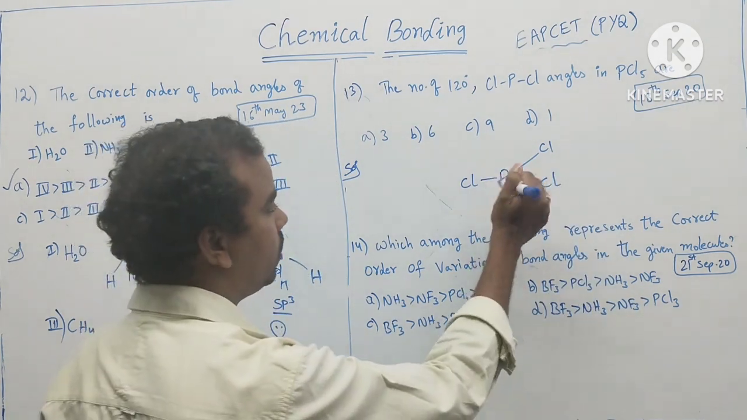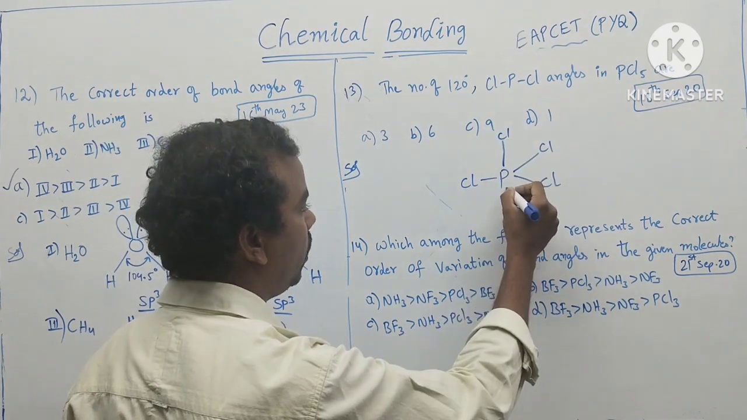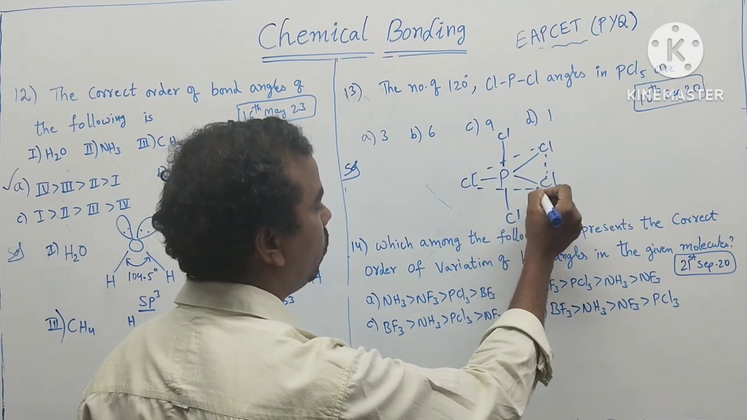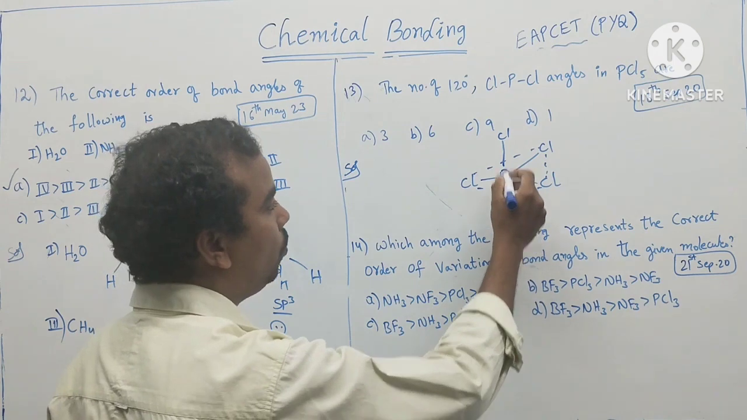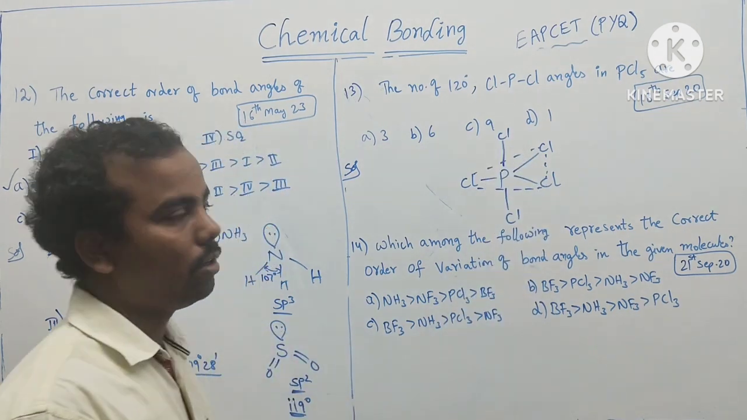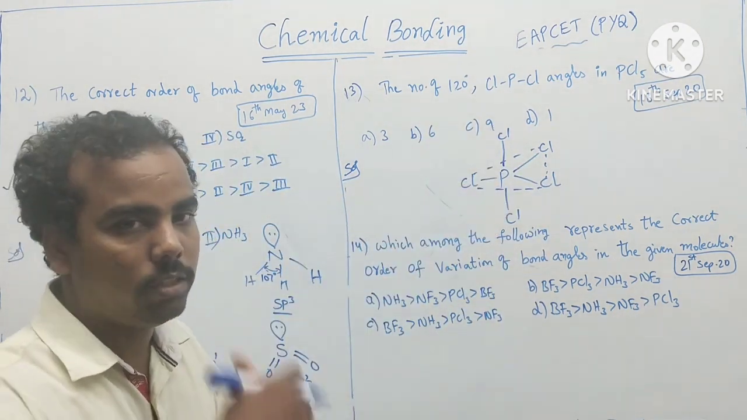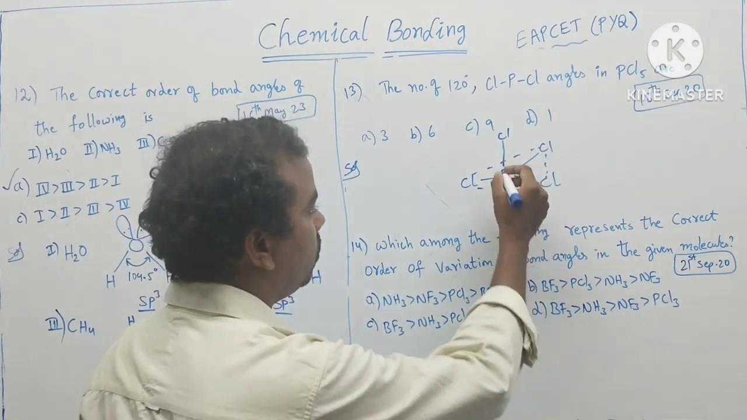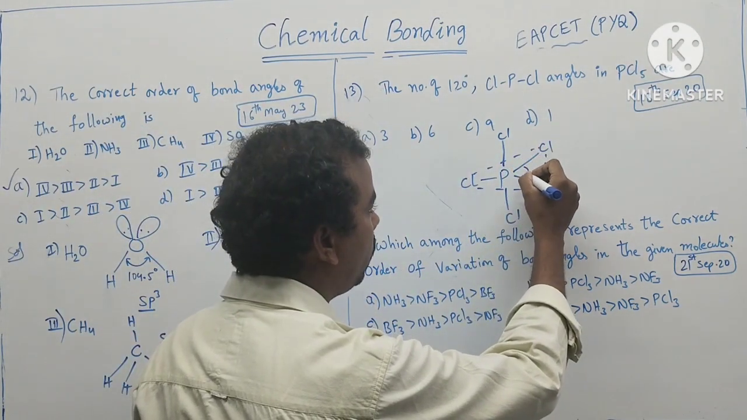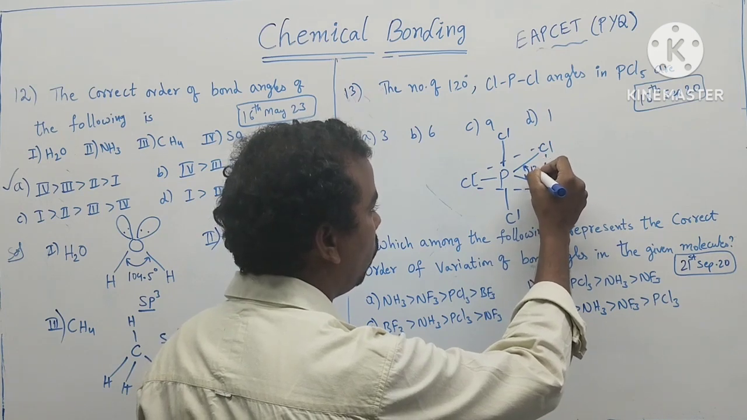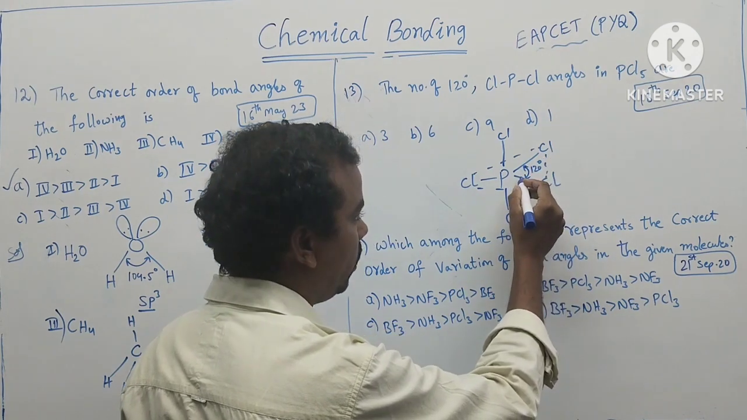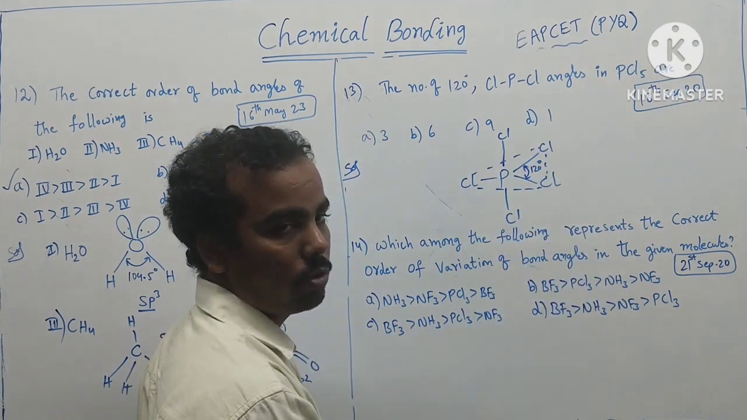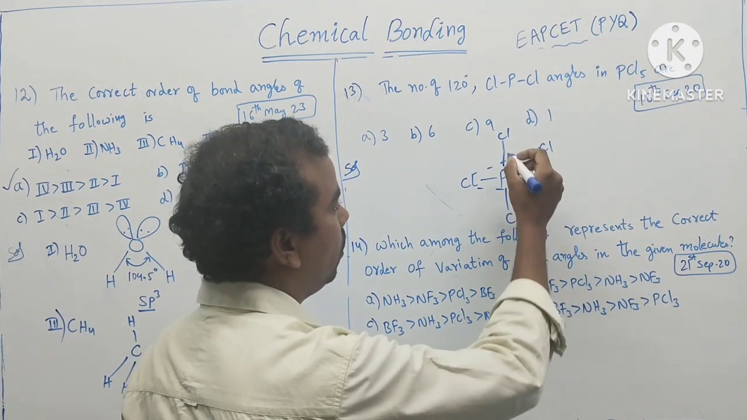In PCl5, the central atom phosphorus undergoes sp3d hybridization. Three chlorine atoms are present in the equatorial plane, and 2 P-Cl bonds are axial bonds. That means 2 chlorine atoms are in axial position and 3 chlorine atoms are in equatorial position. So the equatorial bond angle is 120 degrees. Either of these P-Cl bonds, the bond angle is 120 degrees.